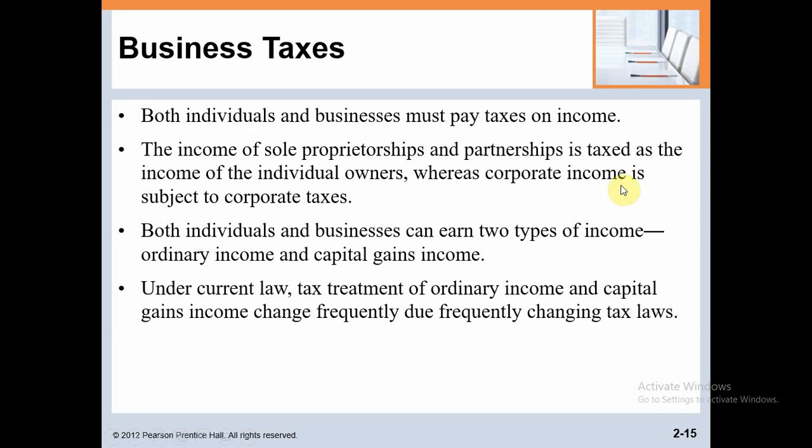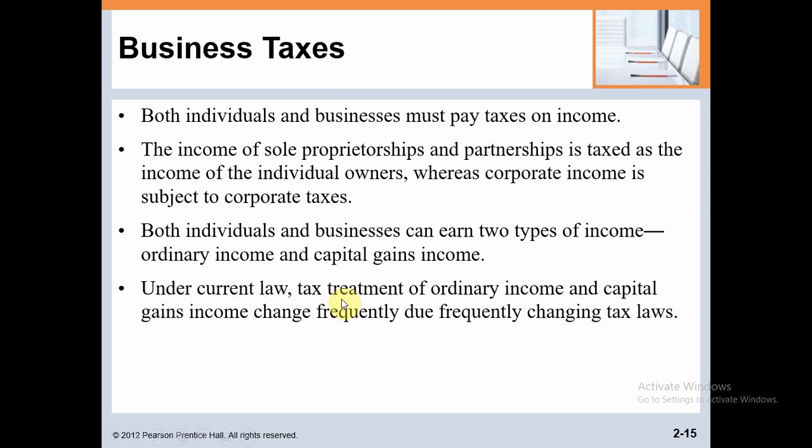Both individuals and businesses can earn two types of income. One is ordinary income and the other one is capital gains income. What ordinary income is, we will also discuss in the next slide.